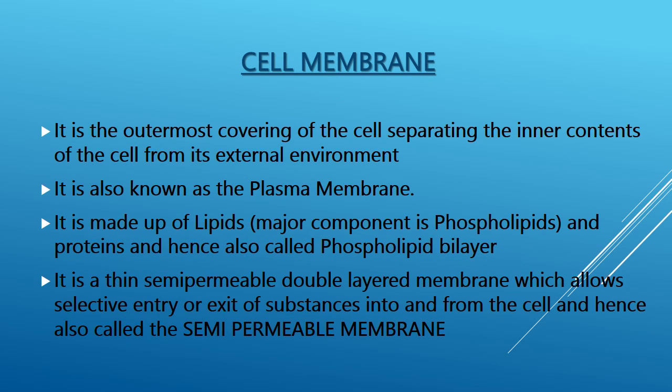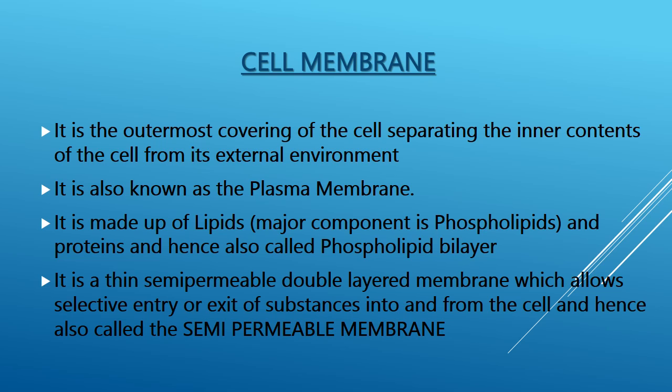We'll now study the cell membrane, and mind you, this is the most important part. It is the outermost covering of a cell, separating the inner content of the cell from its external environment. It is also known as the plasma membrane. It is made up of lipids. The major components are phospholipids and proteins, and hence it is also called the phospholipid bilayer.